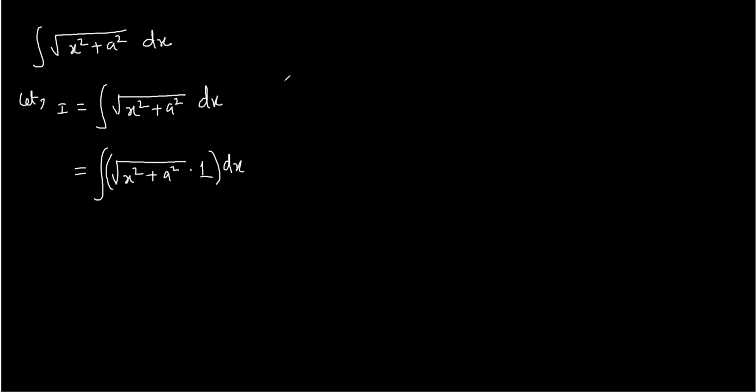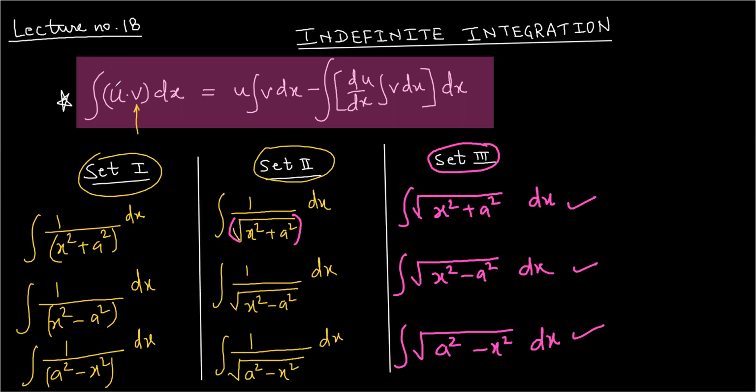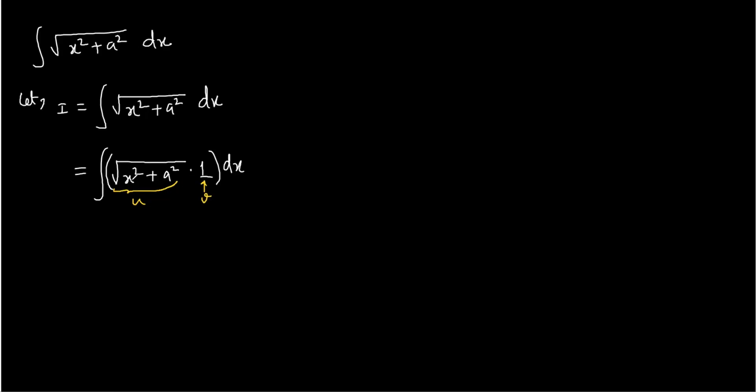Now I will take this one as u, and I'll take 1 as v, because I know when I apply integration by parts, it is always the second factor which is integrated. The first factor is not integrated. You can check on the RHS, you do not have u being integrated. So if I consider it this way, I will take root of x square plus a square as u. I will not have to integrate this. I will have to integrate 1 only, but at the end I will get the integration of square root of x square plus a square.